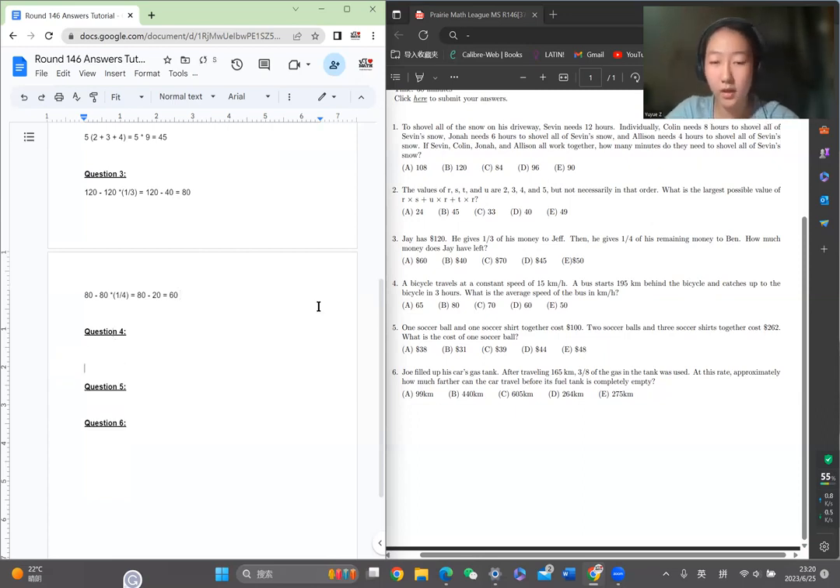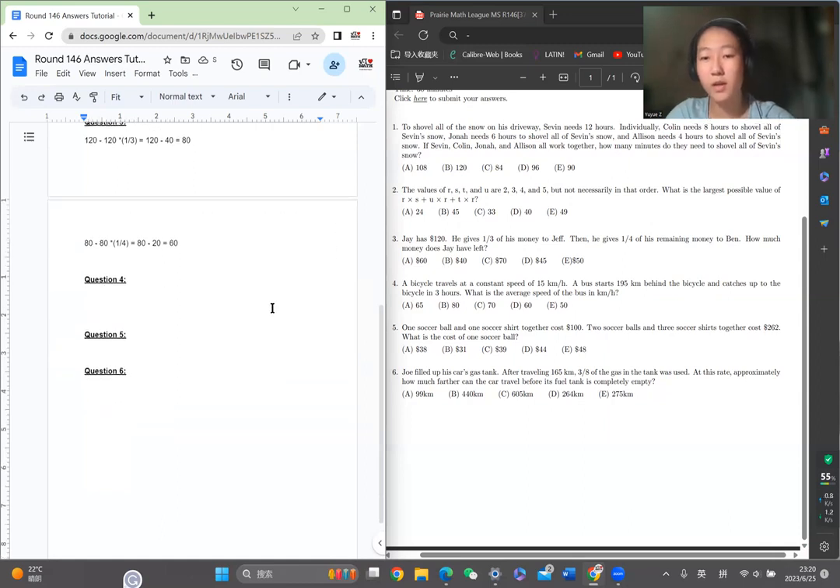Question number 4. The bicycle travels at a constant speed of 15 kilometers per hour. A bus starts 195 kilometers behind the bicycle and catches up to the bicycle in 3 hours. What is the average speed of the bus in kilometers per hour? Let's make a simple diagram from what we currently know. We know that the bus starts 195 kilometers behind the bike, and we know that the bike travels a certain distance before it is caught up.